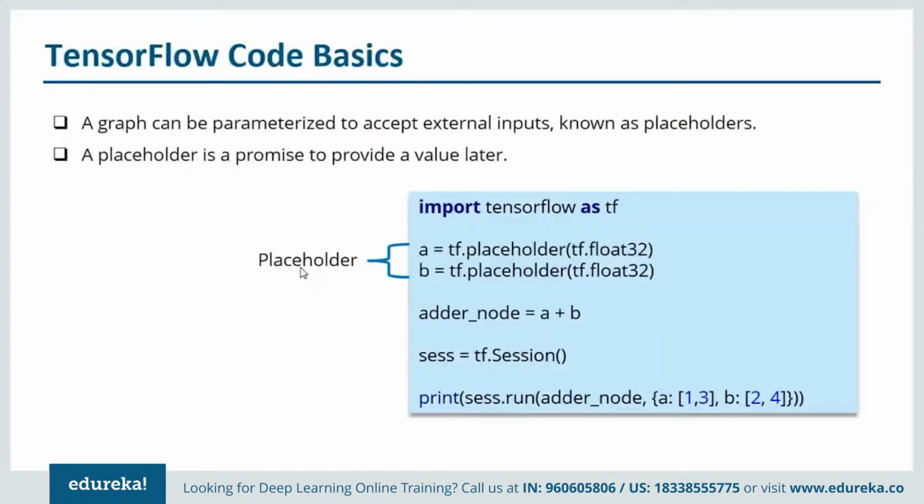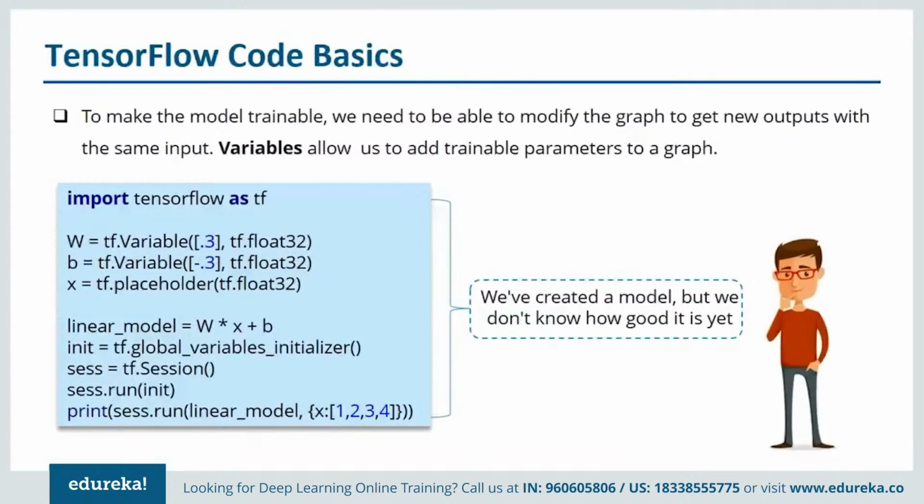Now it's time to understand what variables are. So basically in deep learning, we typically want a model that can take arbitrary inputs. Now in order to make the model trainable, we need to be able to modify the graph to get new outputs with the same input. And what helps us to do that? Variables basically allow us to add trainable parameters to our graph.